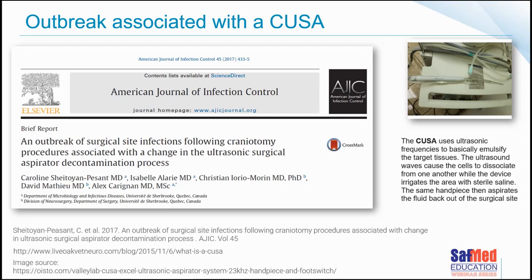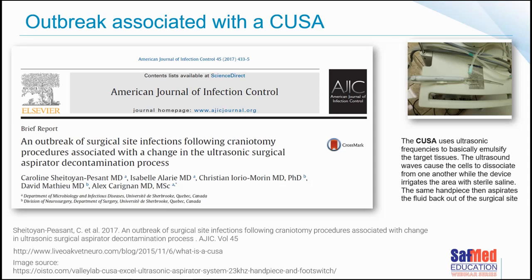This is a published paper in the American Journal of Infection Control that looked at an outbreak associated with, we know the term is CUSA, so that's an ultrasonic surgical aspirator. A CUSA, for those of you who don't know, is a device that we use often in neurosurgery and all sorts of other types of surgery. I've seen them used often in the South African setting in neurosurgery, of course.